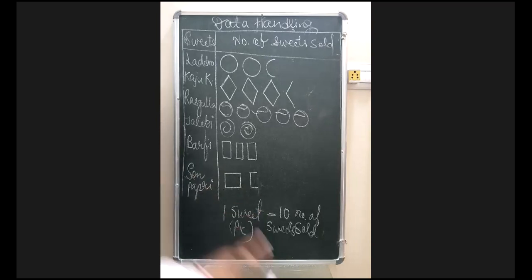Now this is the whole data which we have represented in the form of pictures, where one picture represents 10 and half picture represents 5. So always remember that pictograph has one demerit also. Everything has one demerit, and the pictograph also has one demerit.